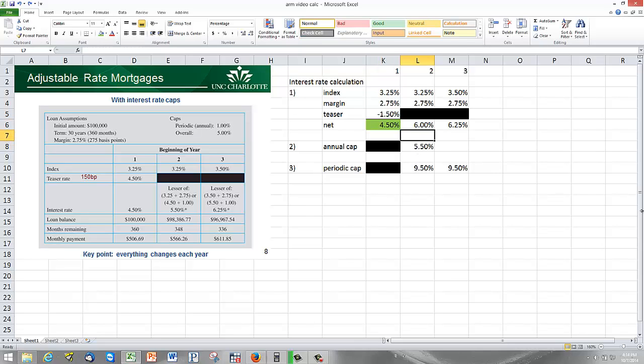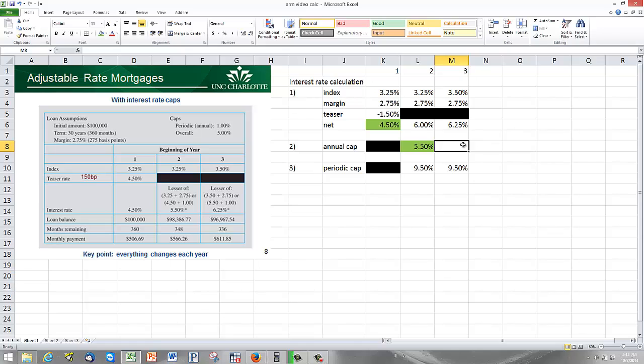Okay. All right. So in year 2, what's going to happen is index plus margin is the rate, but this rate cannot exceed these caps. If it does, then the cap is the actual rate. So we see that this 6% violates the annual cap increase. So in year 2, this is the actual interest rate.